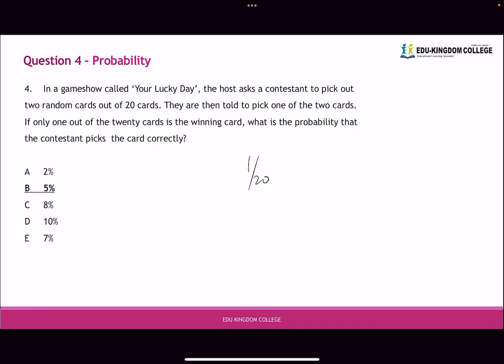So you have a 1 in 20 chance of choosing that card correctly. So 1 in 20, if you make that into a percentage, sorry, let's make this out of 100 first. So times top and bottom by 5. So it's going to be 5 out of 100, which is just going to be 5%.